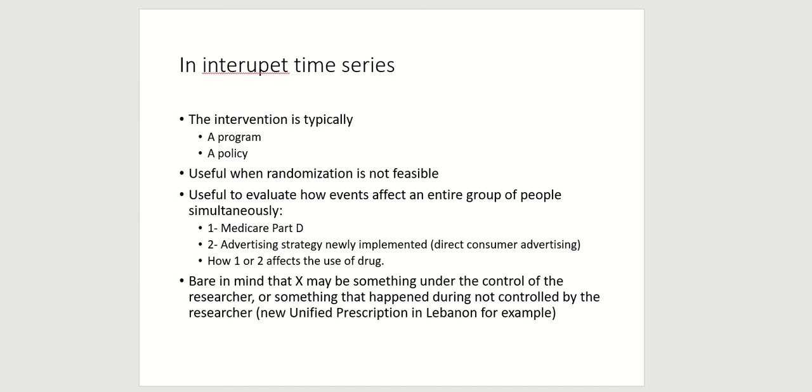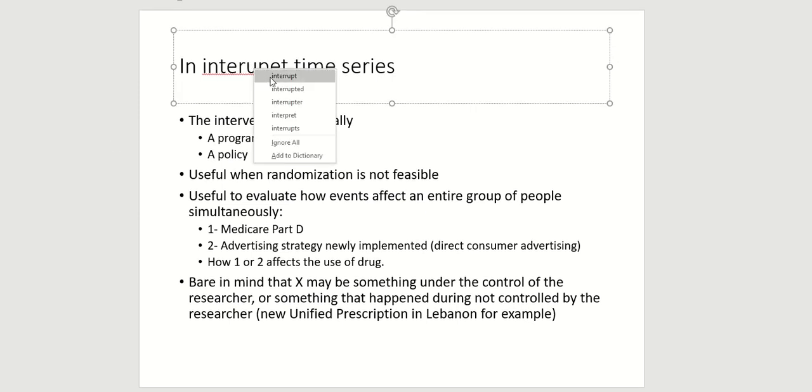Bear in mind that X may be something under the control of the researcher or something that happened, not controlled by the researcher. For example, in Lebanon, the unified prescription, which was implemented a few years ago, was not under the control of the researchers, but still you could in principle study the impact of this implementation.